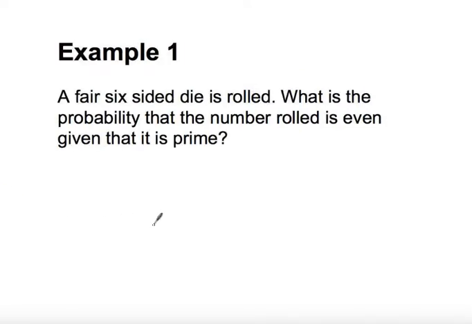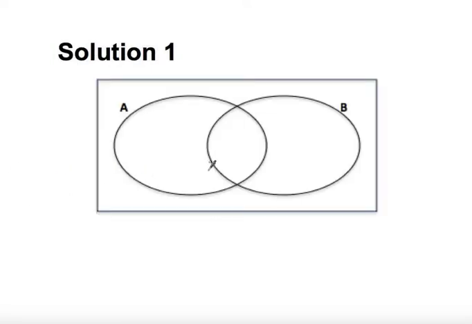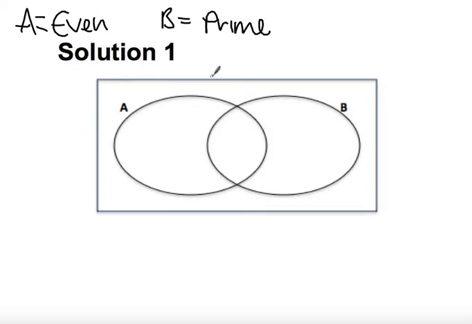Let's have a look at an example. A fair six-sided dice is rolled. What is the probability that the number rolled is even, given that it is prime? Okay, so we've seen how to organise events using a Venn diagram. If we say the event A is even and the event B is prime, we can organise the outcomes of rolling a dice into our Venn diagram.